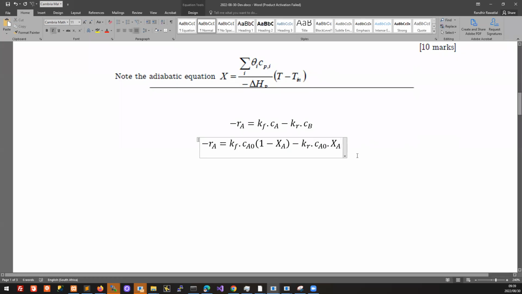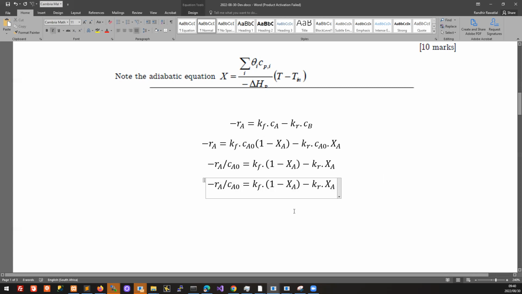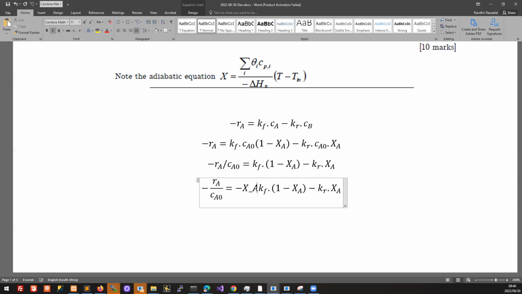And then what we can do next is group out for Xa. Actually, let's group out for Ca naught first. So let's group out for Ca naught, so Ra over Ca naught. So we get rid of the Ca naughts over here. And the next thing we can do is group out for Xa. So instead of grouping for Kf here, we're going to say minus Xa.